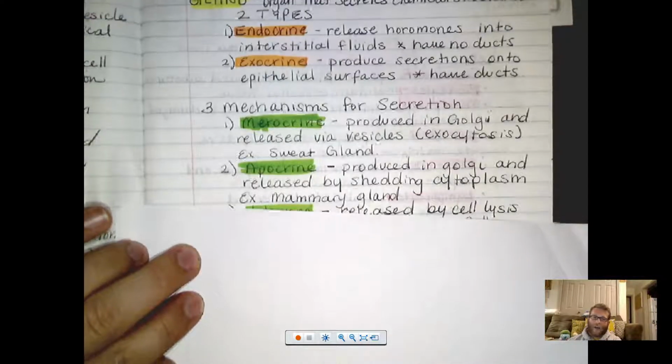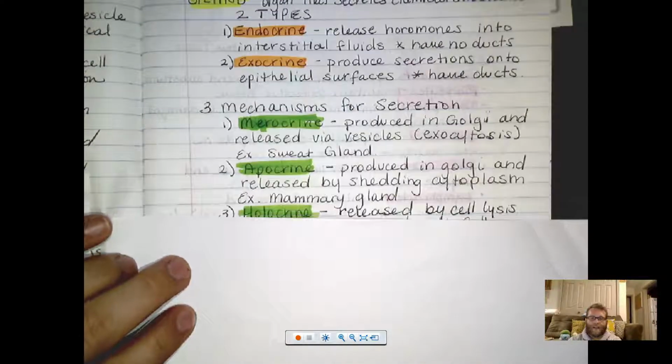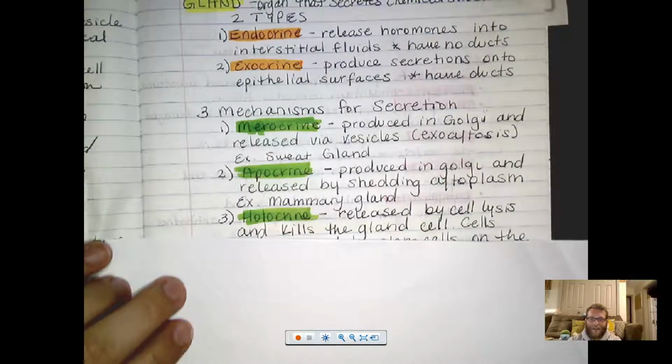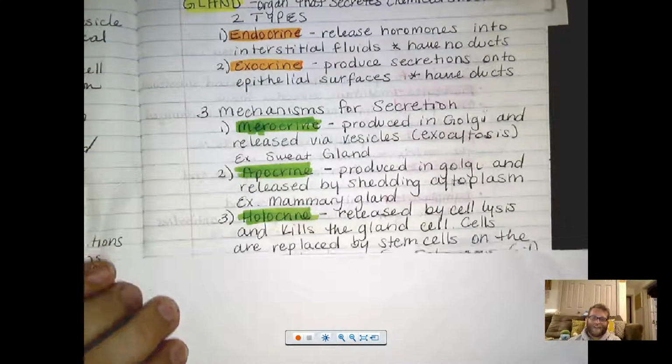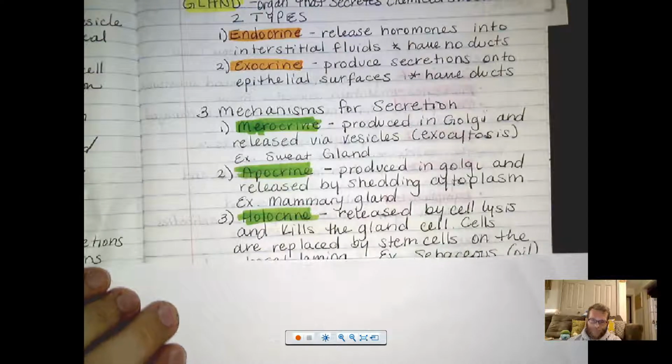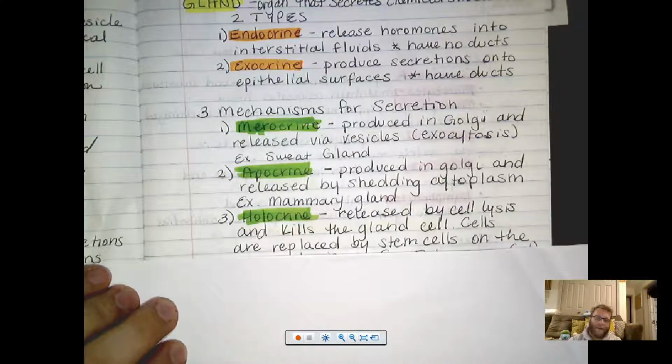All right, so our last type of secretion is one that's kind of sad. This is happening when your cells lyse. It's called holocrine, H-O-L-O-C-R-I-N-E. Holocrine glands are secretions that are released by the cell through lysis. Remember, if a cell lyses, that cell ends up dying. So these are cells that die for the cause. They will take the whole of it and kill themselves to produce that material.